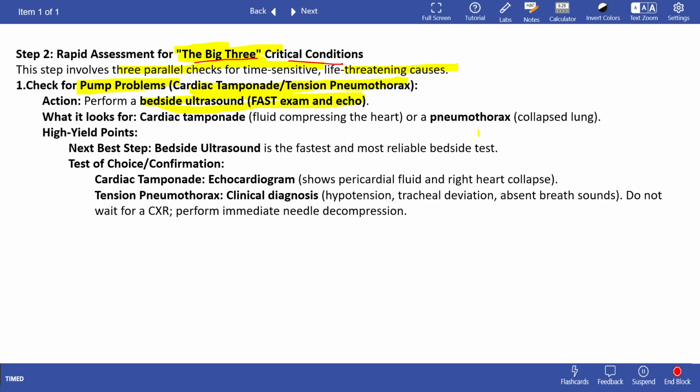So you have to keep in mind the flow chart that we just saw. So you have to keep that in the back of your head and also listen to the explanation that I'm providing. So basically, two of the big three conditions are cardiac tamponade and tension pneumothorax. What you do is you perform a bedside ultrasound, fast exam, or an echo exam. So what it looks for is the cardiac tamponade, which is a fluid compressing the heart, or the pneumothorax, which is a collapsed lung. This can be diagnosed through X-ray also, but it is difficult.